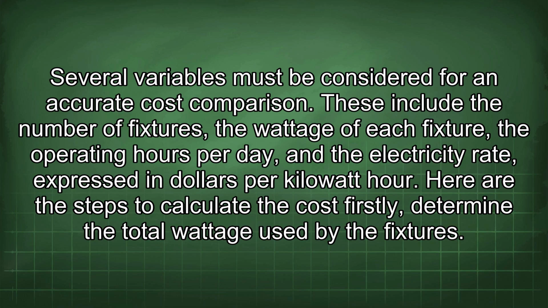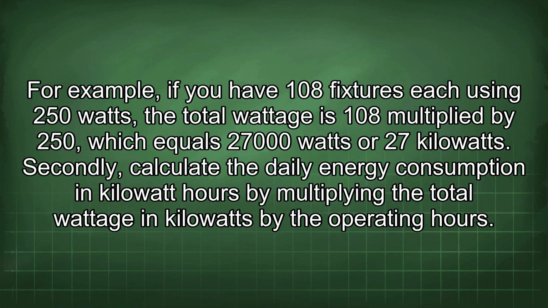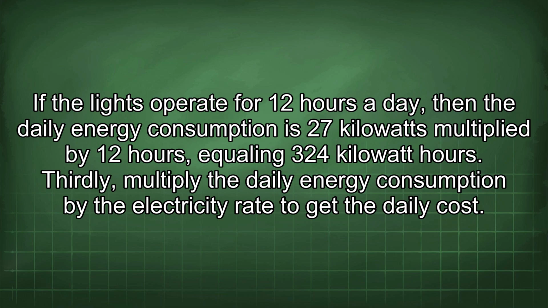Here are the steps to calculate the costs. Firstly, determine the total wattage used by the fixtures. For example, if you have 108 fixtures each using 250 watts, the total wattage is 108 multiplied by 250, which equals 27,000 watts or 27 kilowatts. Secondly, calculate the daily energy consumption in kilowatt hours by multiplying the total wattage in kilowatts by the operating hours. If the lights operate for 12 hours a day, then the daily energy consumption is 27 kilowatts multiplied by 12 hours, equaling 324 kilowatt hours.